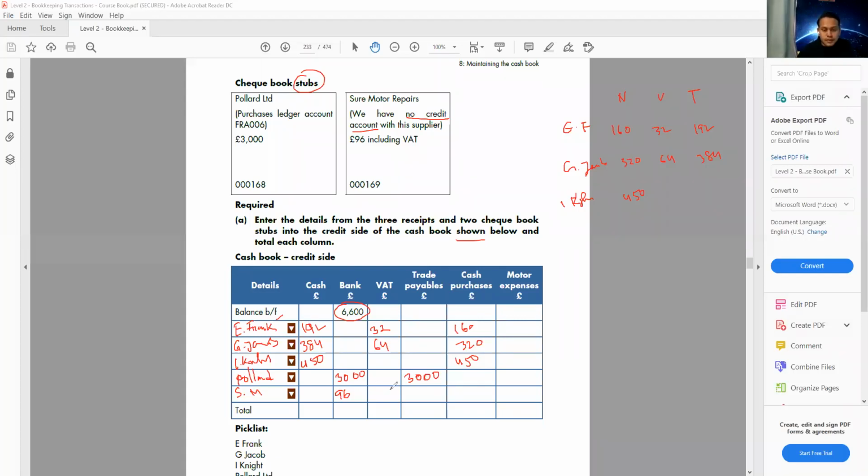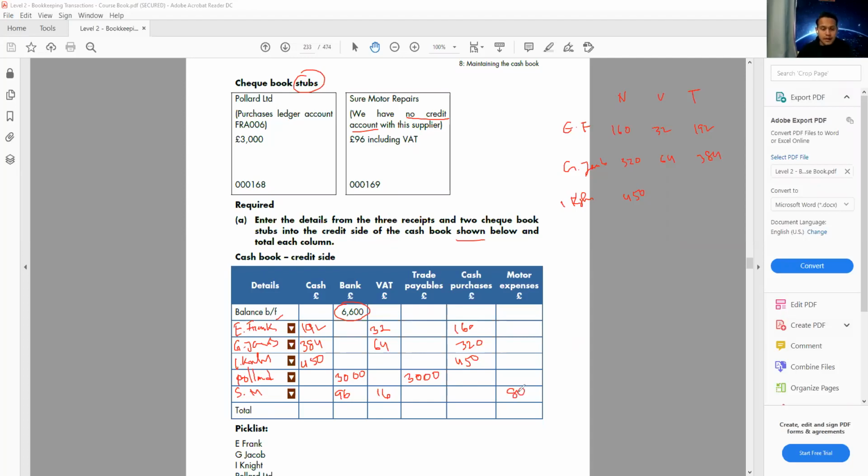So how much is the VAT here? 96, 16 pound. Okay, so 16 is the VAT. And how much is the actual motor expense? How much is the net? 80. Very good.